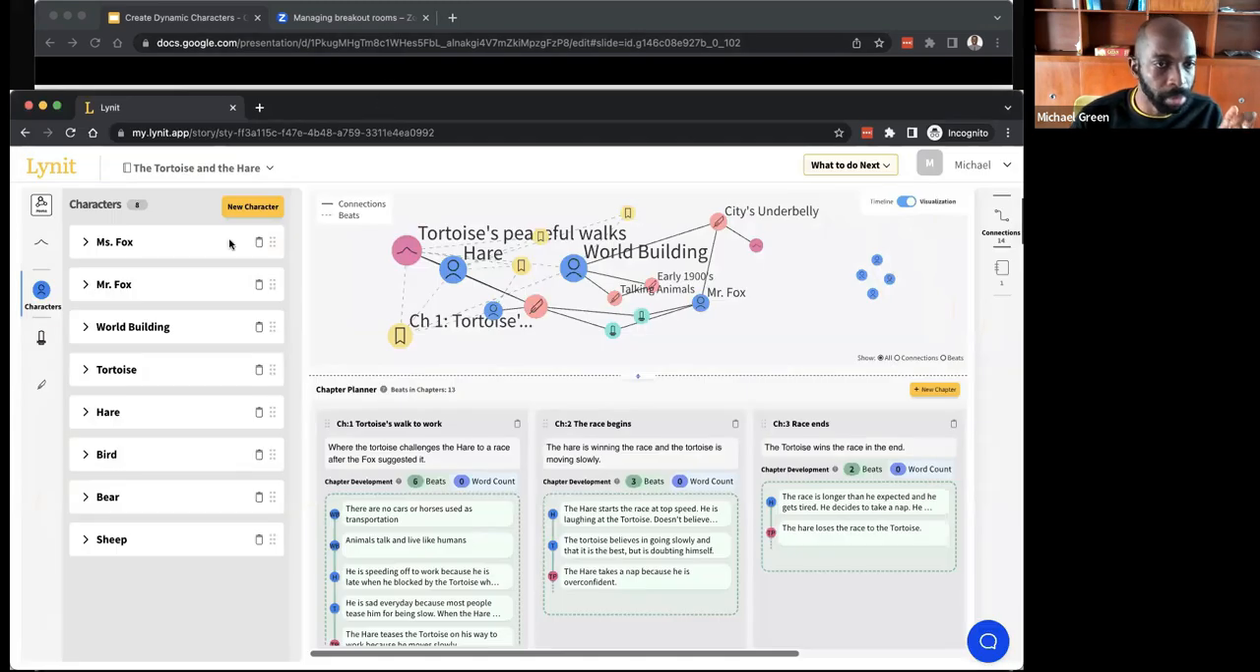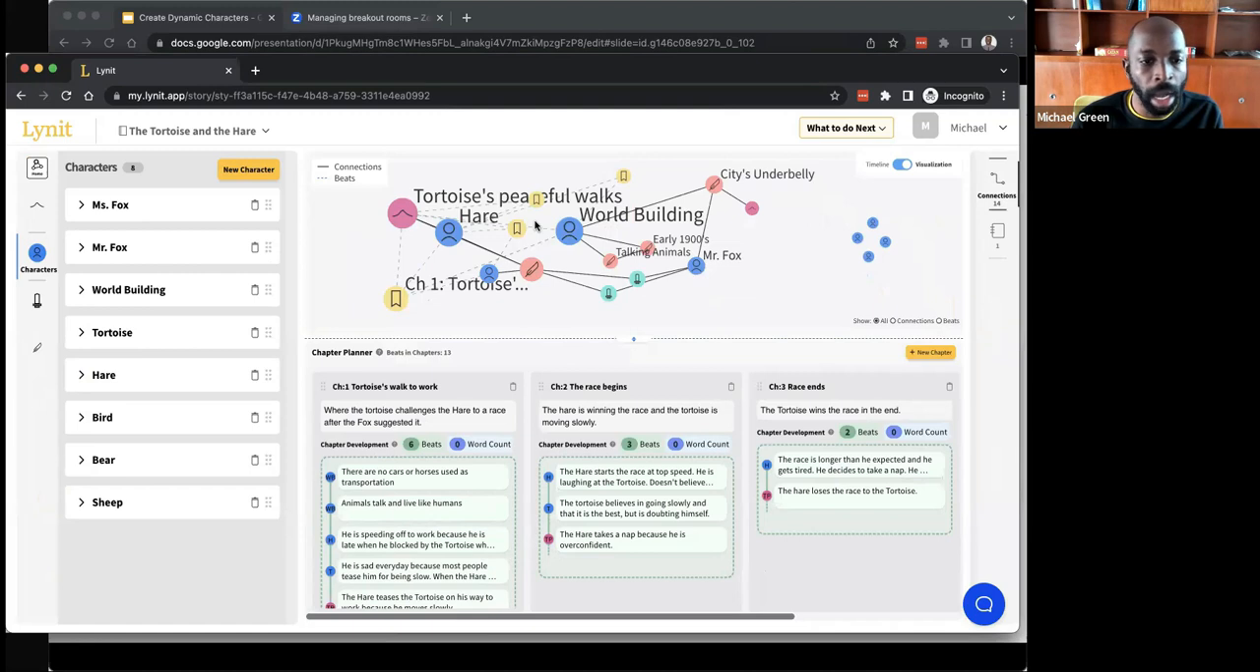If you're not familiar with Lynit or haven't seen it in a while, I'll give a brief overview of what we see here. On the left, we have all your element lists. These are all the different elements, grouped by type. You have your arcs, your characters, your events, and your TSMs, which is short for theme, settings, and motif. In the center, we have the visualization.